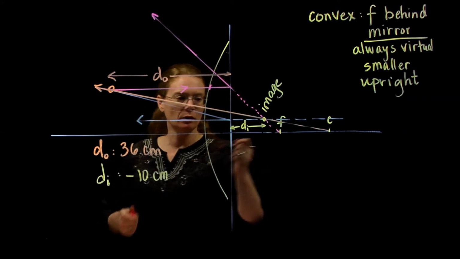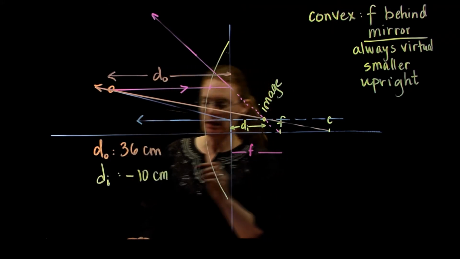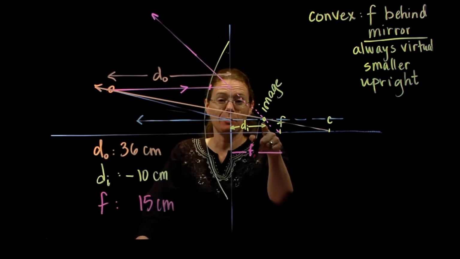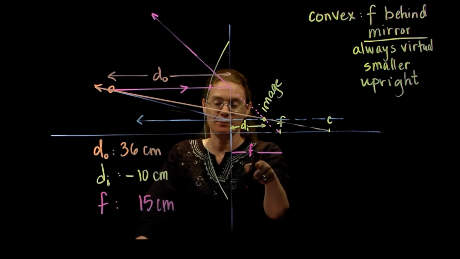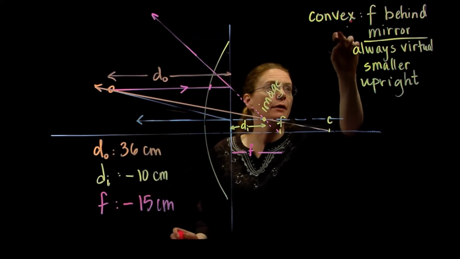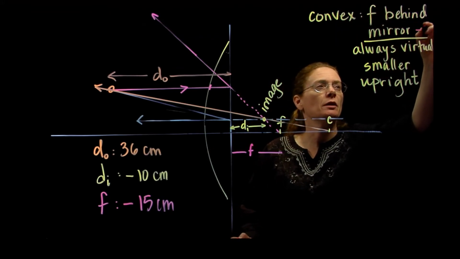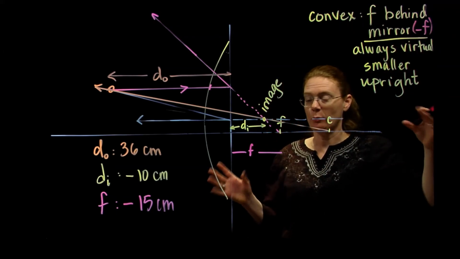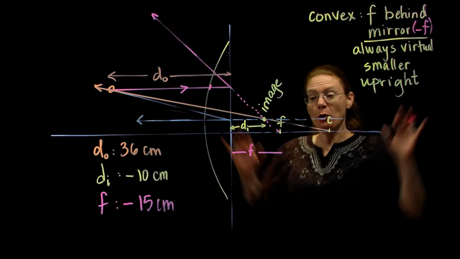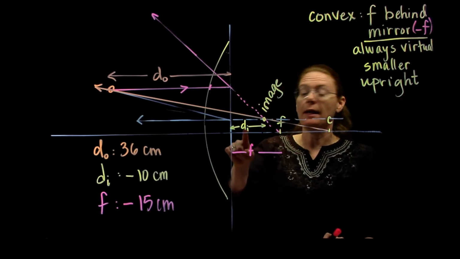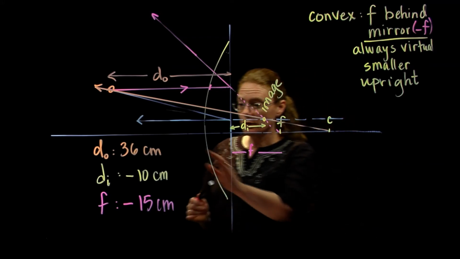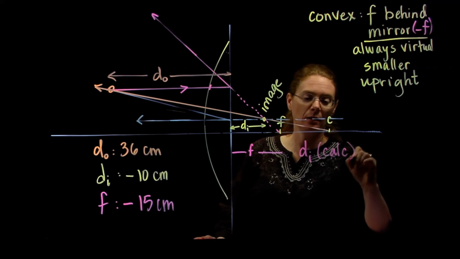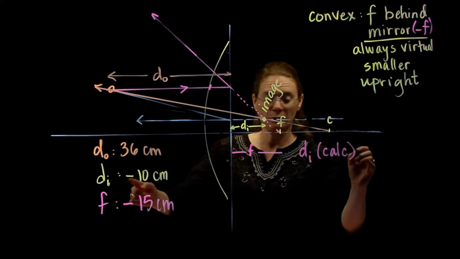And my focal, I had set at 15. And again, if DI was negative because it's behind the mirror, this is negative because it's behind the mirror too. So a convex mirror has the focal behind the mirror, which means it's a negative focal length. If you forget that negative, your math will be all wrong, and hopefully you'll stop and say, oh wait, it's behind the mirror. So F has to be negative and DI has to be negative. So you can use this and come up with your calculated image distance, and it should be close to -10.